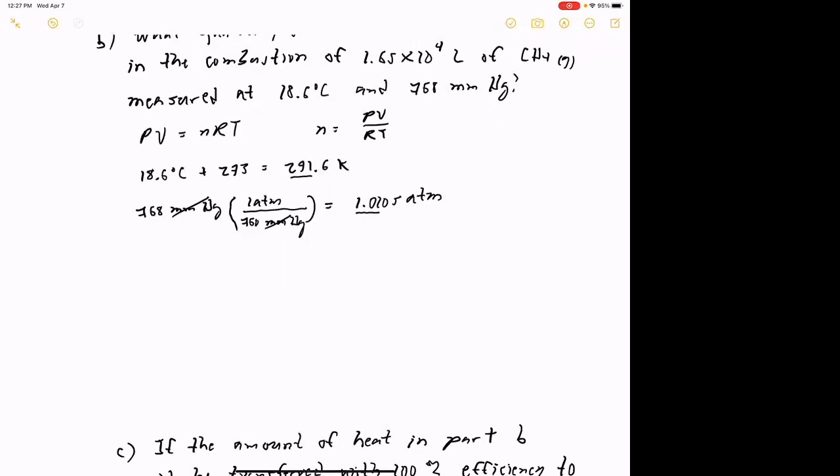Now we can go ahead and plug into the gas equation. So let's do that. 1.0105 atm times the volume. That was in liters already, so we're good. 1.65 times 10 to the fourth.